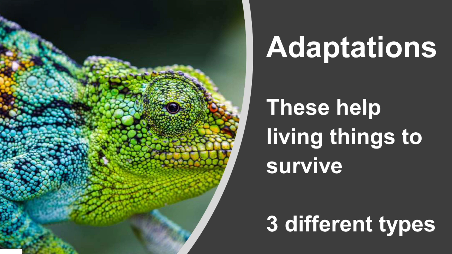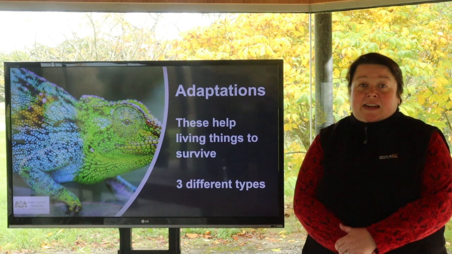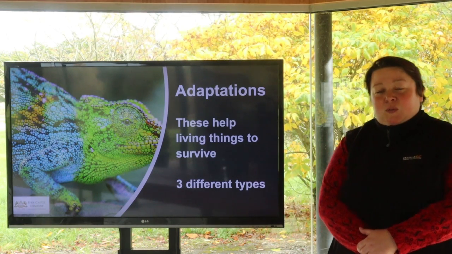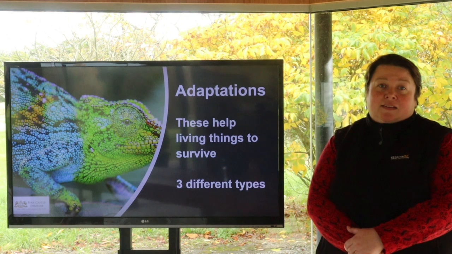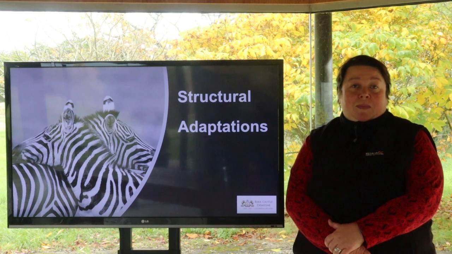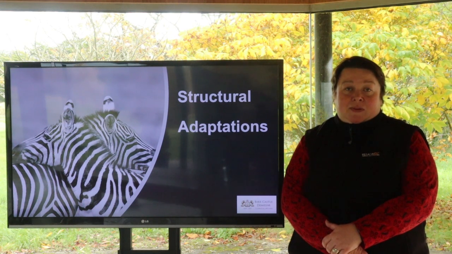So all living things in their habitat are adapted to live there. Adaptations allow living things to survive in their chosen habitat. If we look at adaptations, we can split these into three different kinds. Structural adaptations are the structure of the animal or the plant and how that allows them to adapt to their environment.